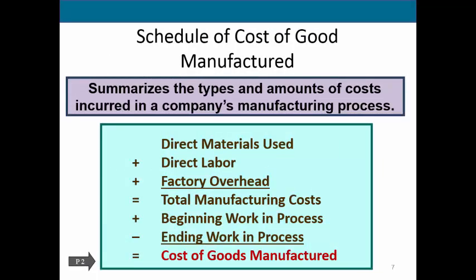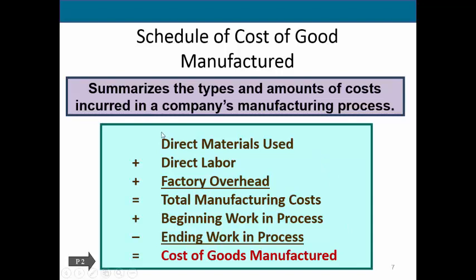We can now look into what we call the cost of goods manufactured schedule. And this is just a schedule that's going to summarize all of the activity within the manufacturing process. You can see here is a basic outline of the cost of goods manufactured, and as we move forward you'll see there's a lot more detail that goes into this, but this is just a summary of all the different activity we're going to look at.